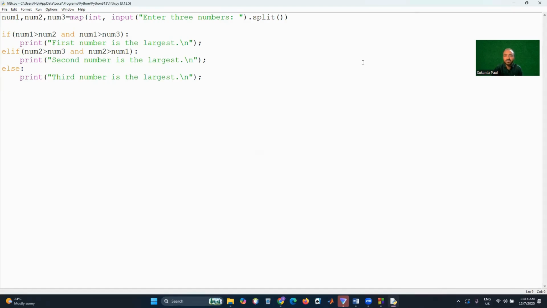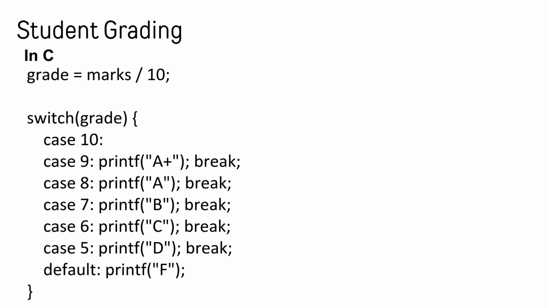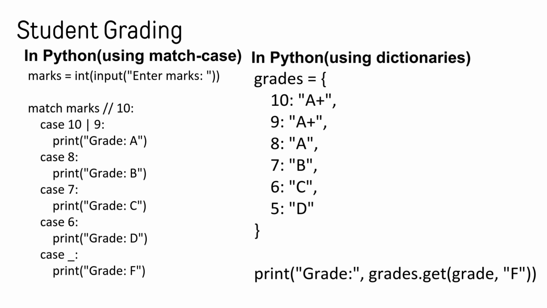Now move to the next section, which is the switch statement. The switch statement is used in C for multi-way branching based on a single value. Python does not actually have a switch statement, but we can simulate it using dictionaries or match case. In this program, we take a number and convert it into a grade. We use switch in C and dictionaries or match case in Python. Let's start with C first.